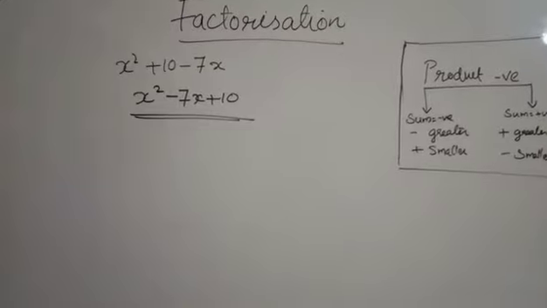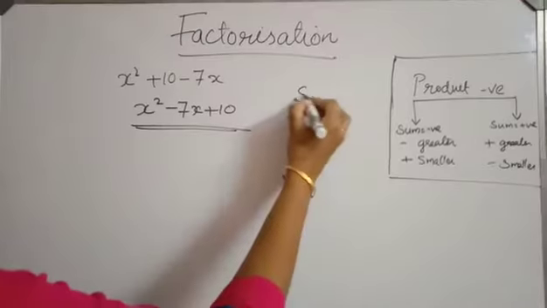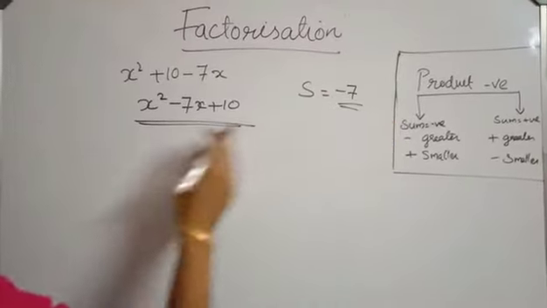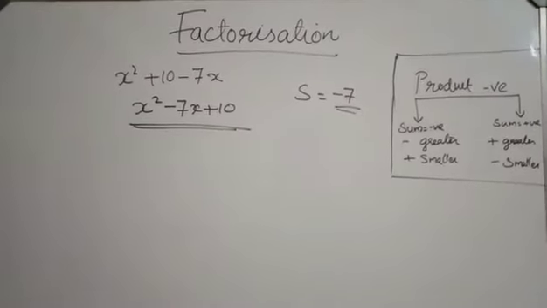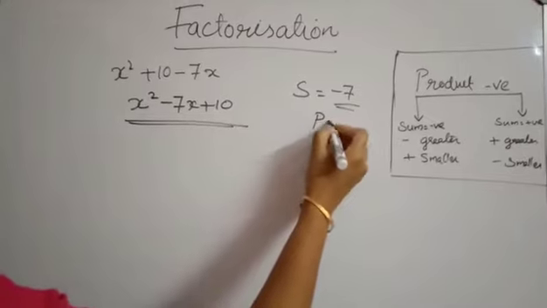Now find out the sum and the product. What's the sum here? Sum is minus 7, the coefficient of the degree 1 term, the variable having the degree 1. Now what's the product? Product is 10.